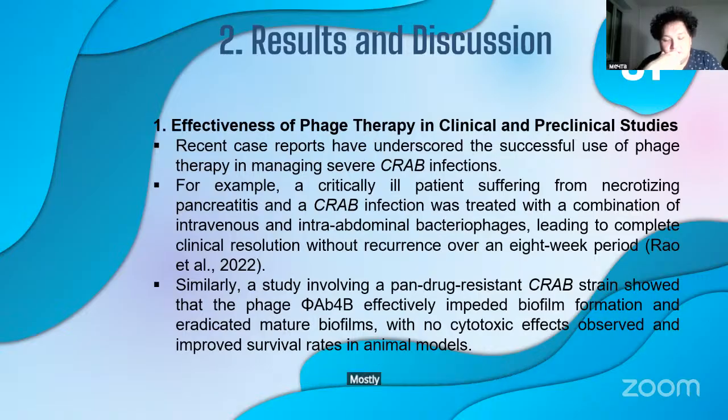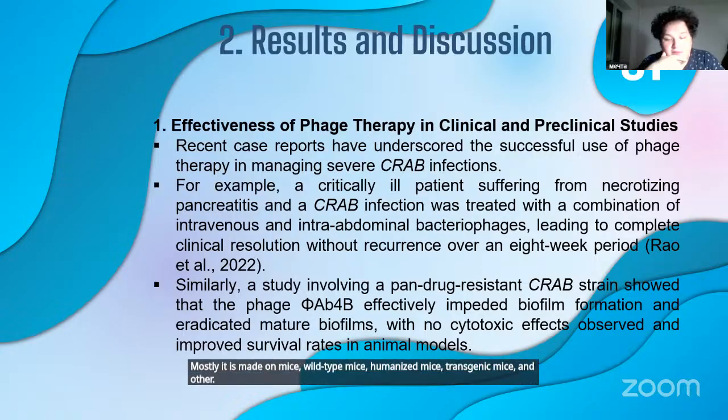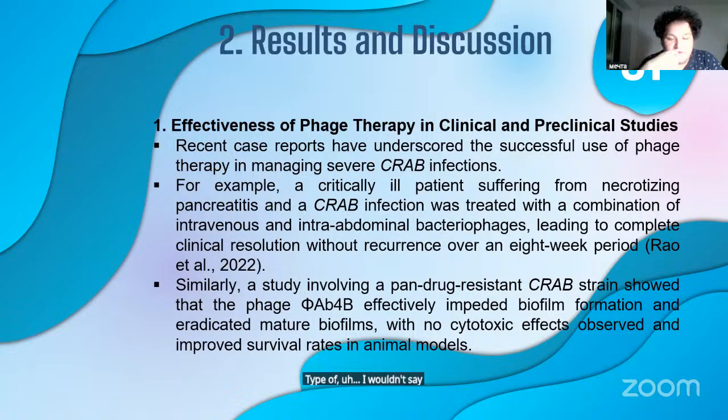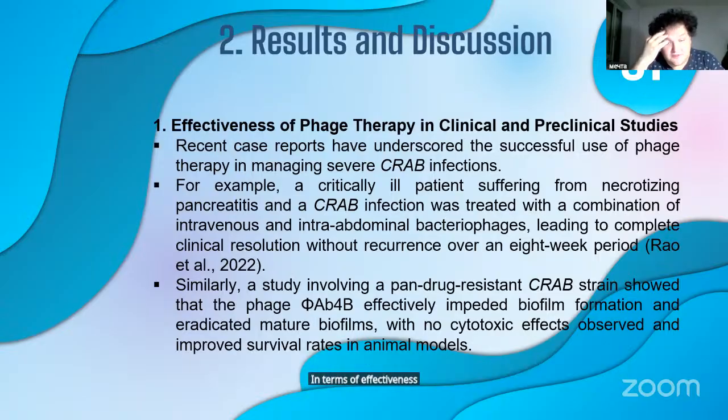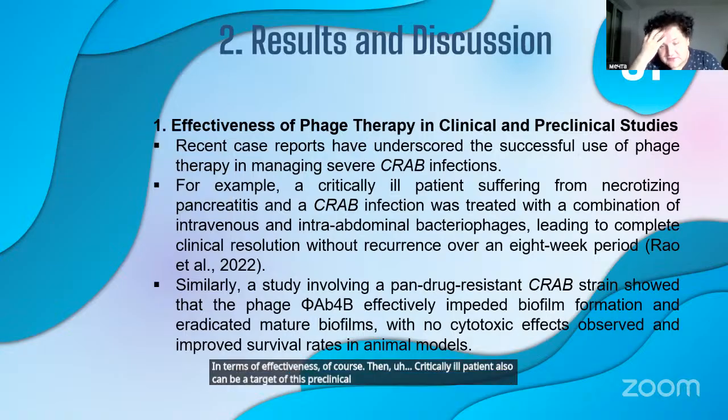Mostly it is made on mice, wild-type mice, humanized mice, transgenic mice, and other types of, I wouldn't say primitive, mammals, but mammals that can have some kind of relation to us in terms of effectiveness, of course. Then critically ill patients also can be a target of this preclinical test, because they have nothing to lose, because an extremely resistant strain of this bacteria can kill any severely infected person within hours, not even days.